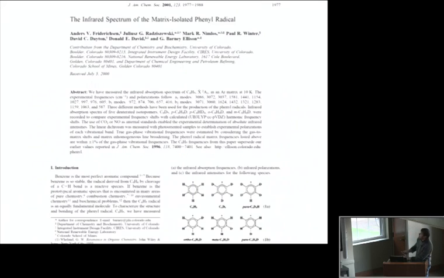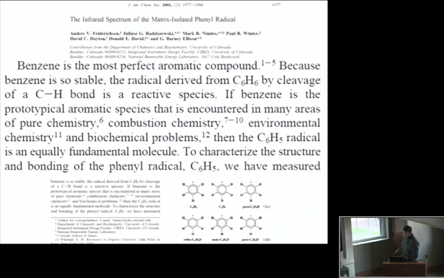Just to give you an idea of its importance, this is a paper by Barney Ellison, shown here. I'd like to quote, Barney's difficult to top in words, but he says, benzene is the most perfect aromatic compound because benzene is so stable, the radical derived from C6H6 by cleavage of the CH bond is a reactive species. If benzene is the prototypical aromatic species that is encountered in many areas of pure chemistry, combustion chemistry, environmental chemistry, and biochemical problems, then the C6H5 radical is an equally fundamental molecule.